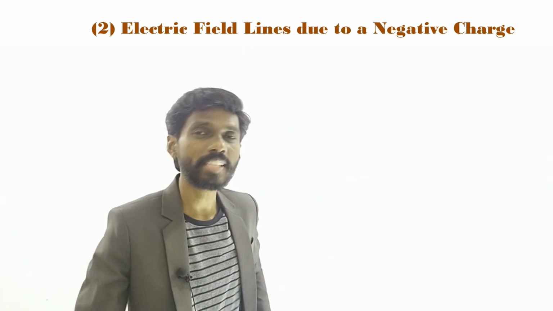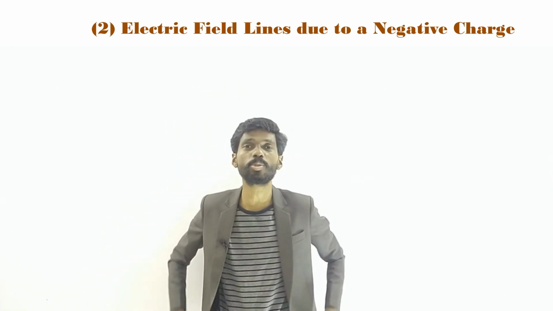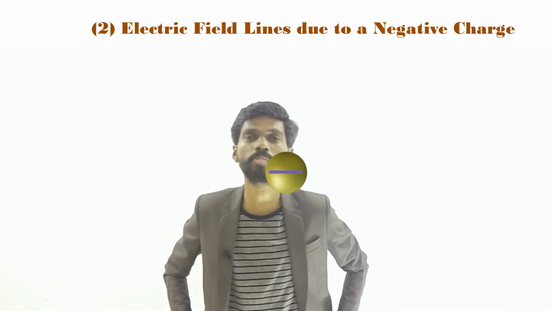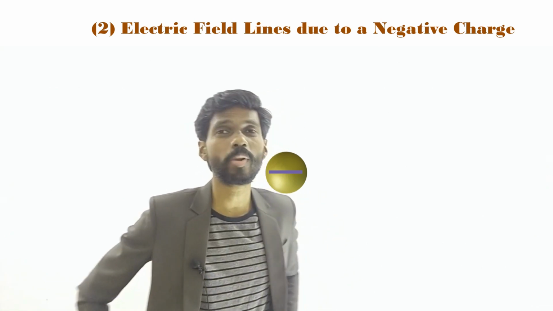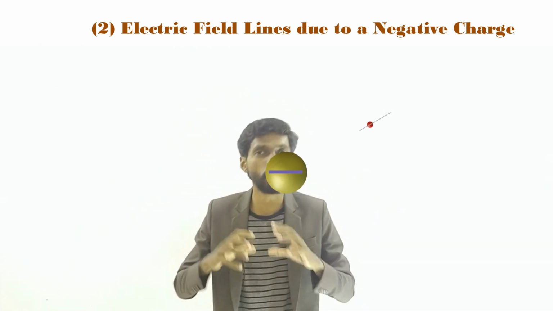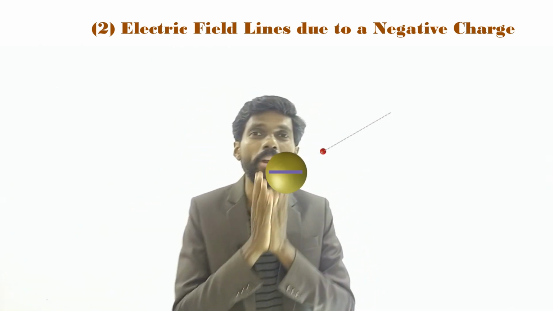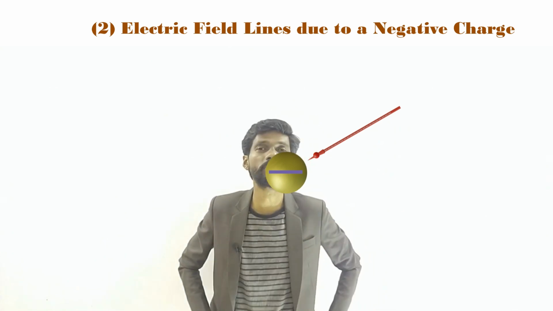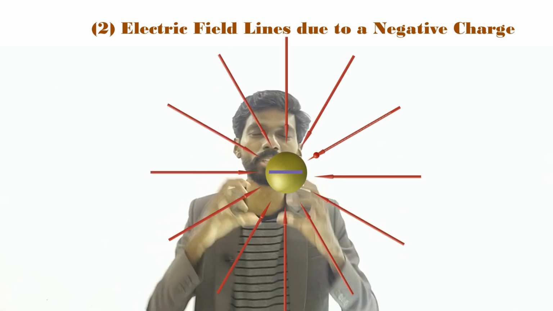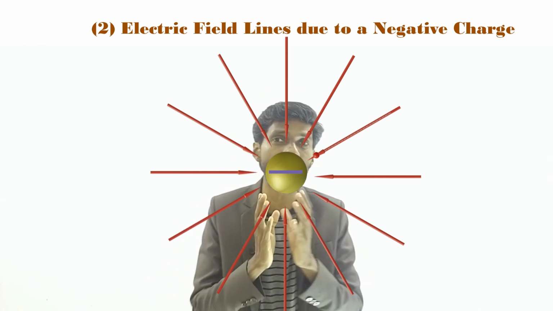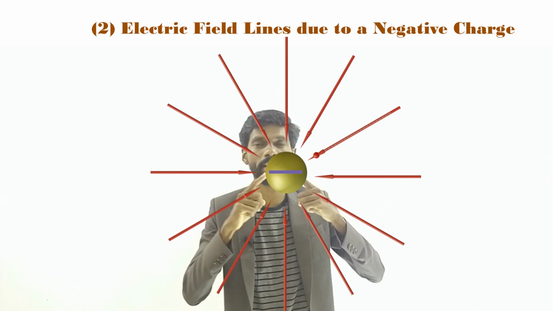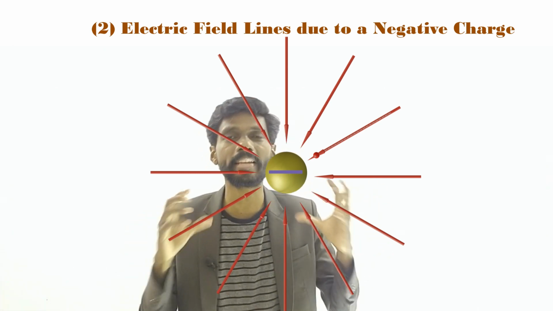Now we will take the next case where we will draw the electric field lines due to a negative charge. This time we have a negative charge instead of a positive charge. As we know, the electric field due to a negative charge will be in the radially inward direction towards the charge. So instead of the electric field lines pointing outward, this time they are pointing inward. Do you understand? That is the only difference. A positive charge has electric field lines in the outward direction, and a negative charge has electric field lines in the inward direction, towards the charge, radially inward.